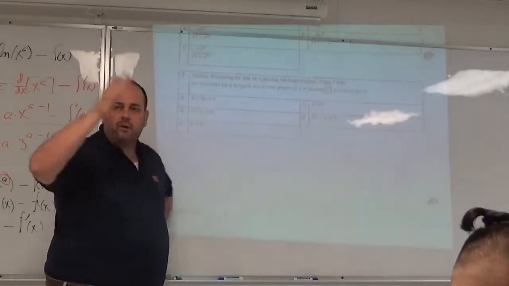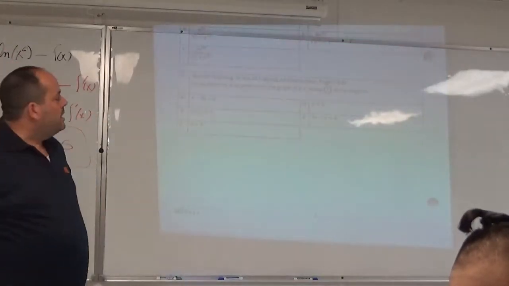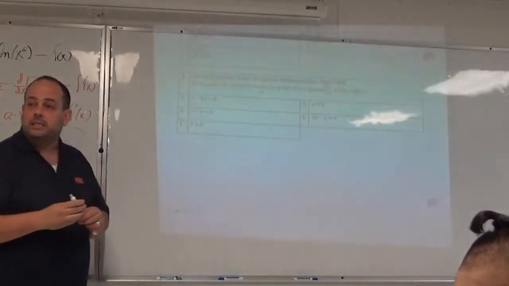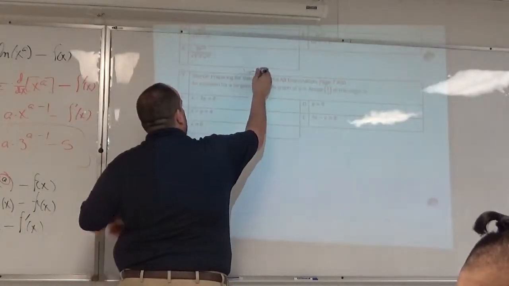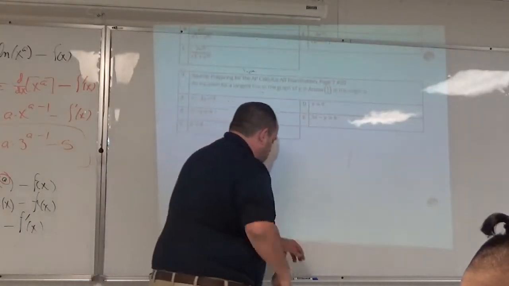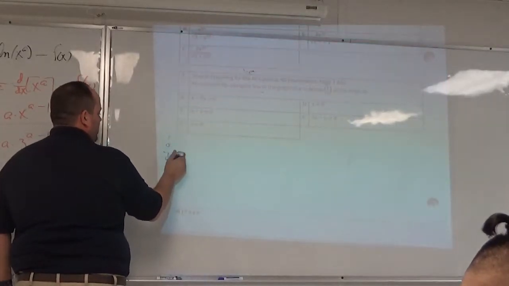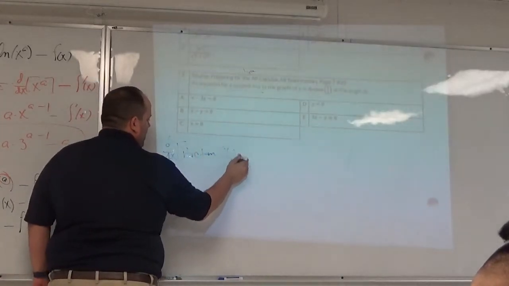Jose in the back, why are we finding the derivative? Because they want the tangent line. You want the equation of the tangent line, so finding the derivative gets you what? Slope. Gets you the slope. Okay, so to get the slope, oh, I need a new marker. So I need to find the derivative of arc tan of x over 3.